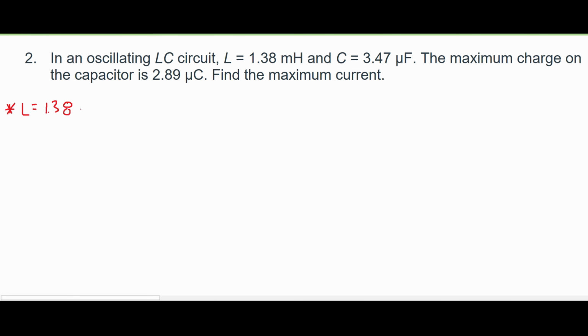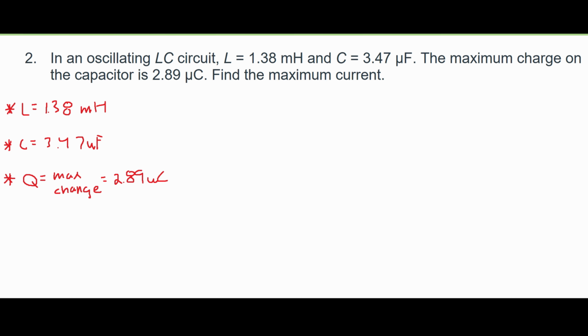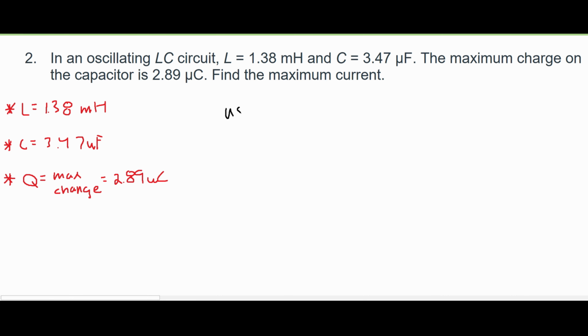We have an L, and we have C is equal to 3.47 microfarads, and we have a maximum charge which we can denote as Q max charge, and that is just going to be 2.89 microcoulombs. Once we have all of this written out, we need to find our I max value, and we can do this by using two equations and combining them.